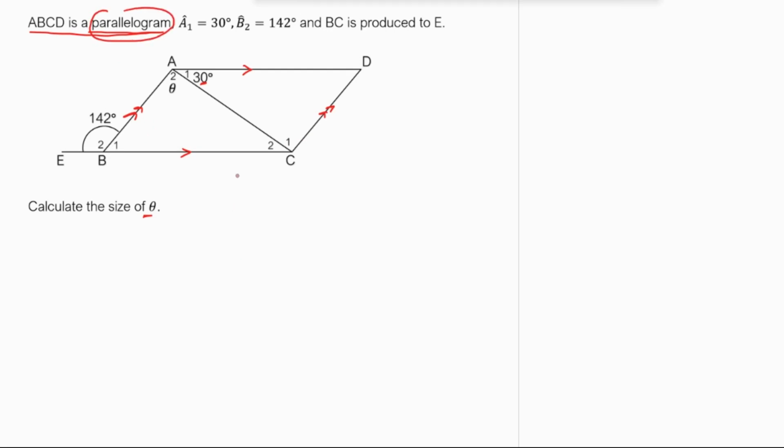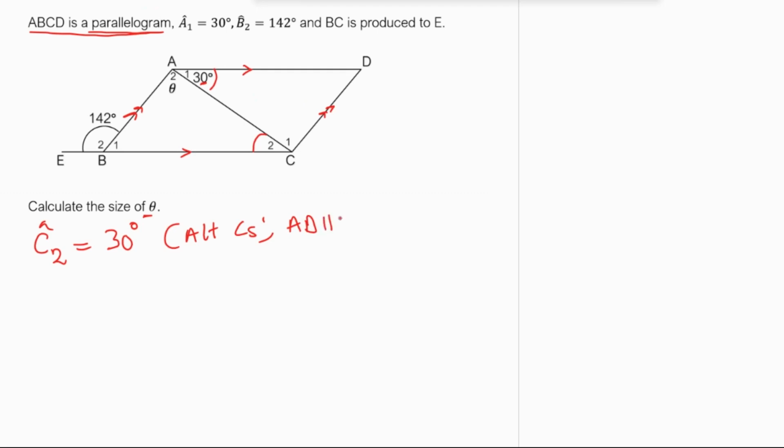So now we can find angle C2. Angle C2 and angle A1 are alternate angles since AD is parallel to BC. If you consider triangle ABC, you'll see that B2 is an exterior angle. Angle A2 plus angle C2 will give us angle B2. So angle C2 is equal to angle A1 since these are alternate angles. So you can say angle C2 is equal to 30 degrees, alternate angles.